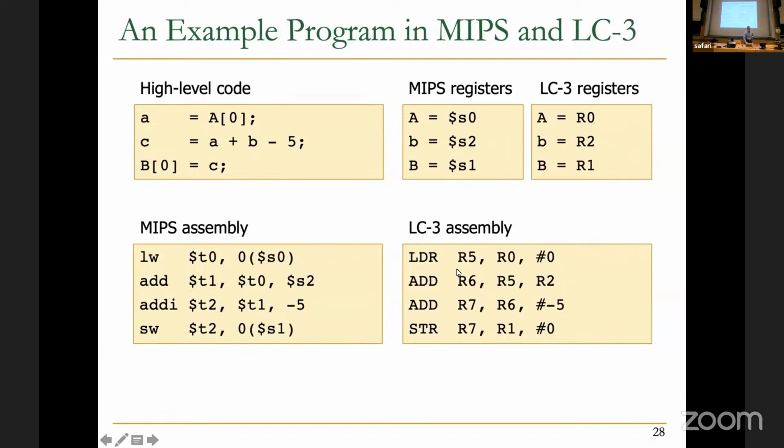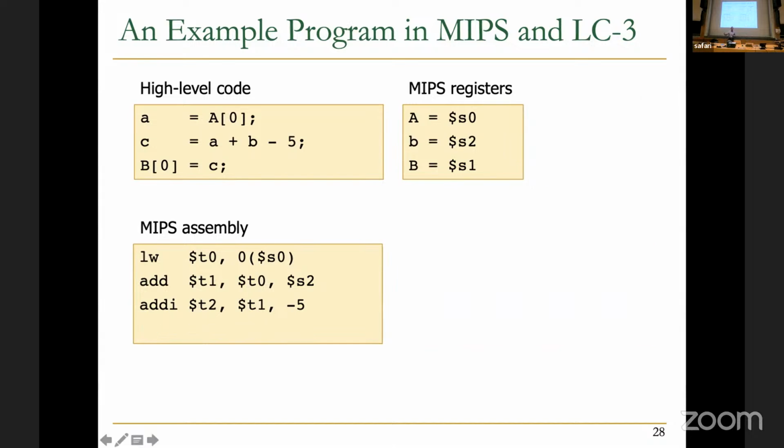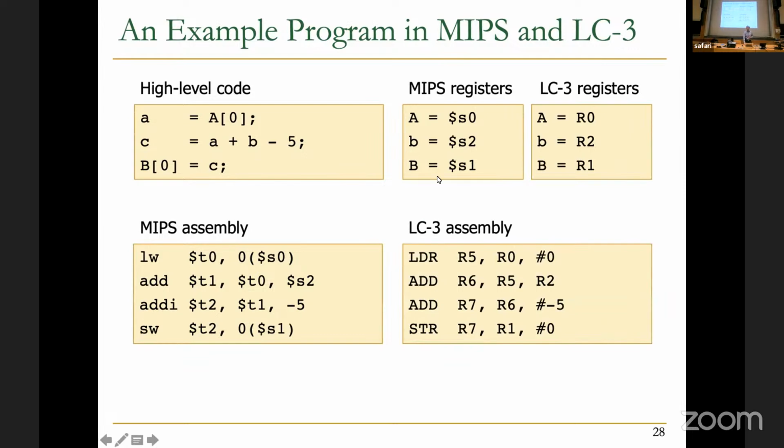Your load word is very similar to load register. Add is essentially the same as add. Add immediate is implemented using add over here. Basically, you subtract using a negative immediate value in both architectures. And store word is essentially store register over here. And the rest is basically different names for different registers, because the LC3 ISA specifies registers as R0 through R7, as opposed to MIPS mnemonics. Does this make sense? Okay, so you can see here how the two architectures are very similar.